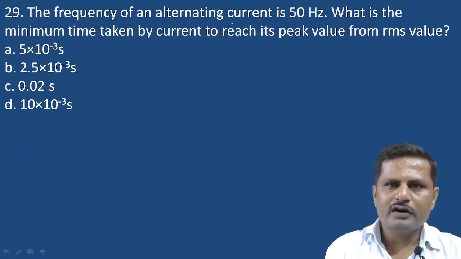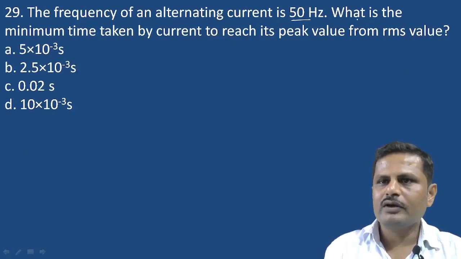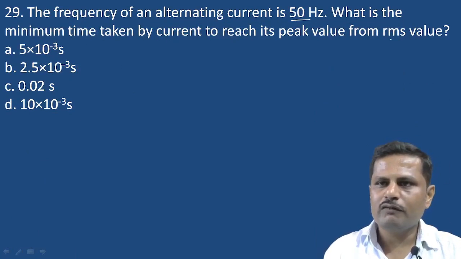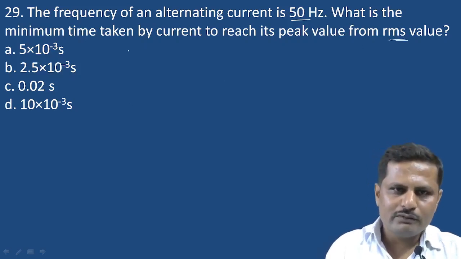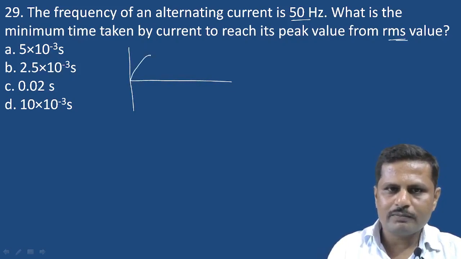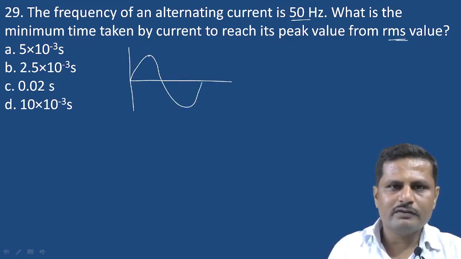The frequency of an alternating current is 50 Hz. What is the minimum time taken by the current to reach its peak value from the RMS value? As we know, the peak value is, let me take, this is the peak value, this is V naught, and here in the middle you can see the RMS value, and then the time taken by the current to reach its peak value is T by 4.